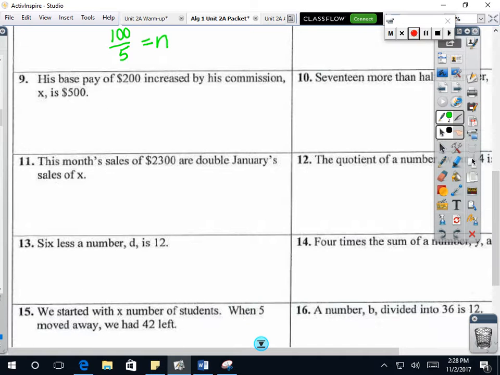Number 9. His base pay of $200 increased by his commission X is 500. Well, X is 300, but what's the equation? Okay, you could write it like that, or you could have written it 200 plus X equals 500. It doesn't matter. Do y'all know what commission is? What is it?